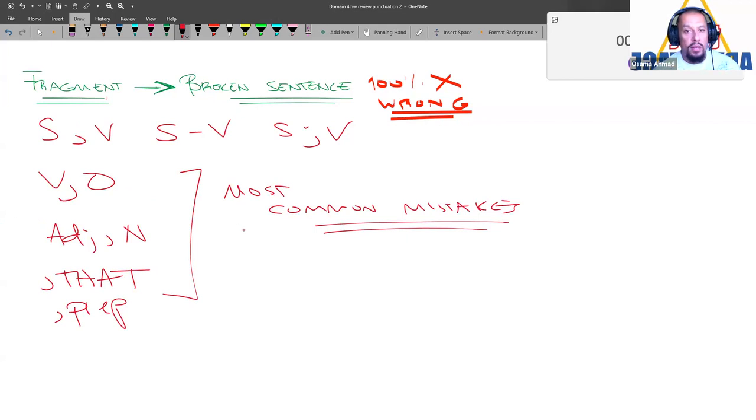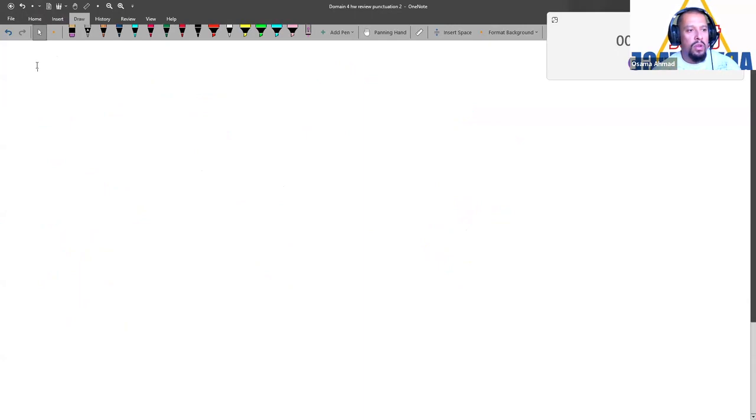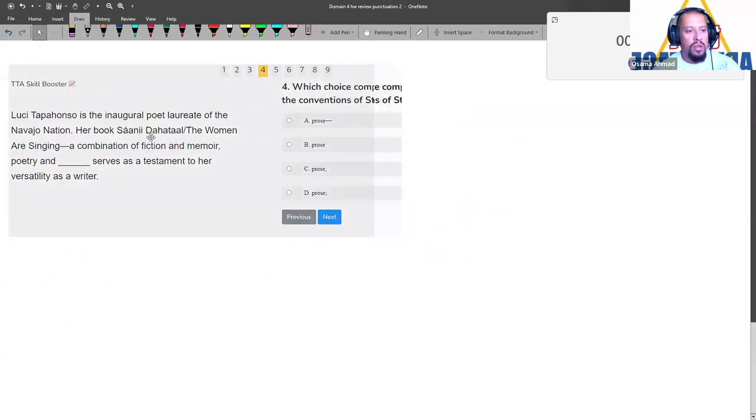Fragments are the most common mistakes on the SAT exam, so it's important to know what a fragment is. The next question is going to be a fragmented sentence. So how do you do it? Identify the subject, identify the verb, and identify the answer that can fix the two. Okay, so here we go. You have 45 seconds to answer this question.